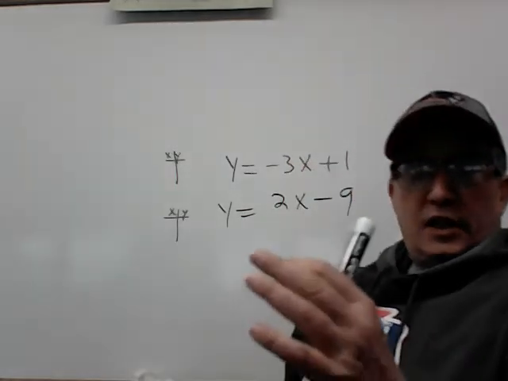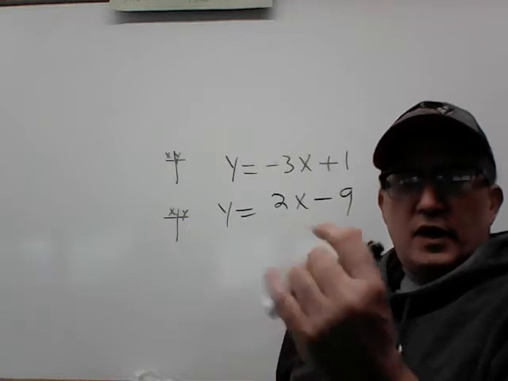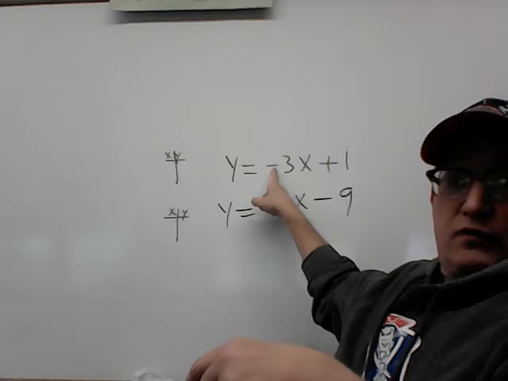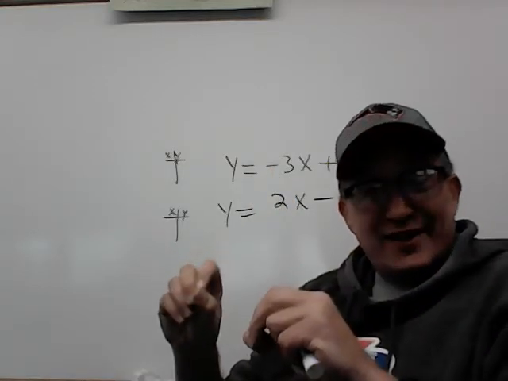Hello, 8th graders. Let's take a look at some systems of linear equations. Here we have two lines. They have different slopes, clearly, -3 for one of them and 2 for the other. So we know that they will intersect.